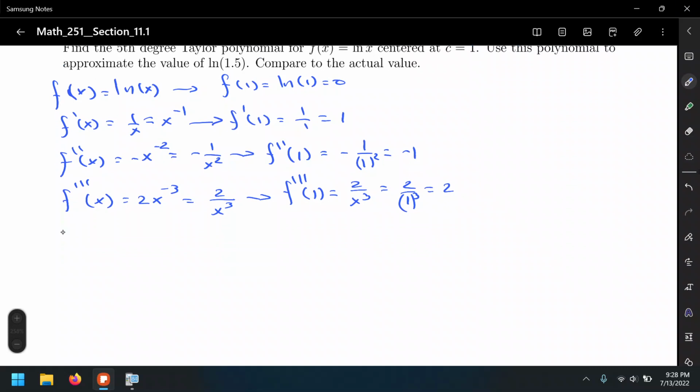Let's keep going, the fourth derivative. So that's 2 times negative 3, that's negative 6, x to the negative 4. Negative 6 over x to the 4th power. F quadruple prime evaluated at 1, that's negative 6 over 1 to the 4th, negative 6.